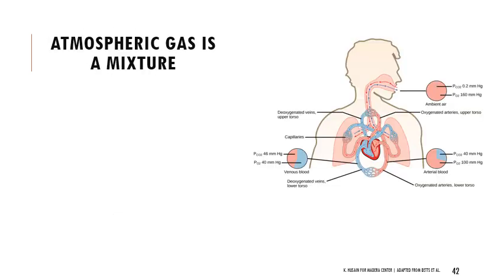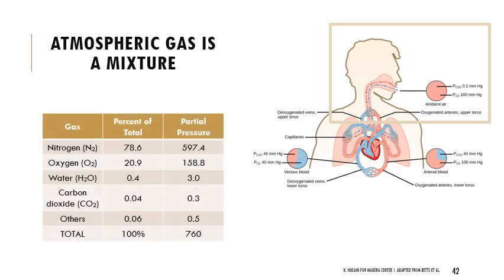So atmospheric gas is a mixture. Even though we track primarily oxygen and carbon dioxide in our blood, and even though things like hemoglobin are more specifically designed to carry oxygen and carbon dioxide, when we breathe in, we don't control that. We don't say, okay, I only want to breathe in oxygen. We just breathe in whatever's in the air around us, with the exception of filtration through our nose hairs. But what the gas actually is, is primarily nitrogen.